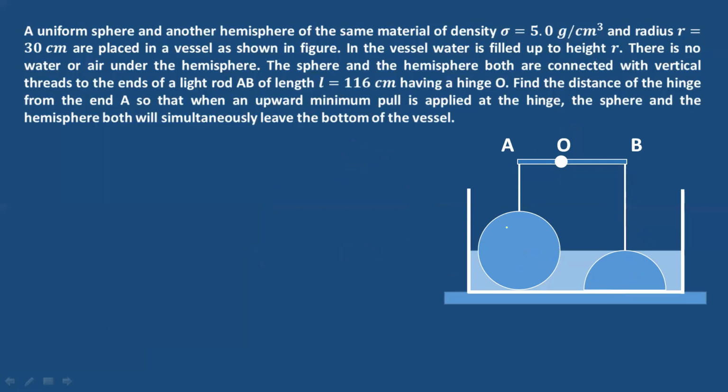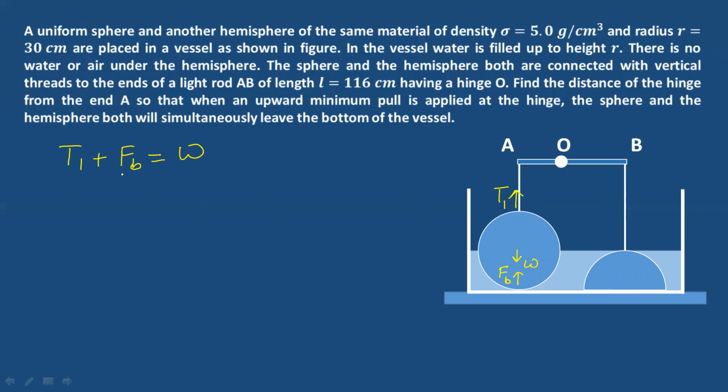So let's look at the sphere first. Okay, let's find T1 first. So what are the forces acting on the sphere? The first force that's acting on the sphere is its weight. The other force that is acting on the sphere is the buoyancy. So let's call that FB. All right, FB, and the tension force T1. So here I could write T1 plus the buoyancy FB is equal to the weight.